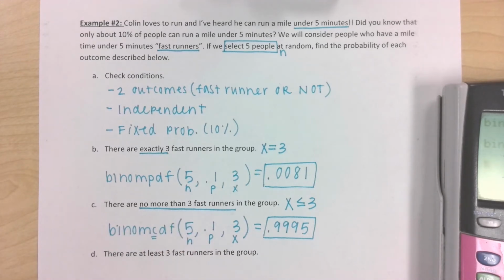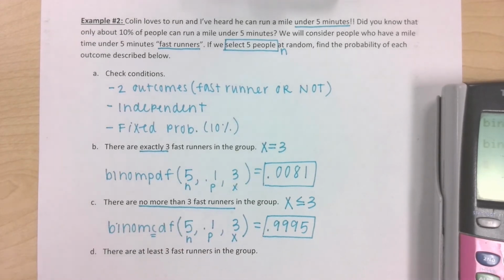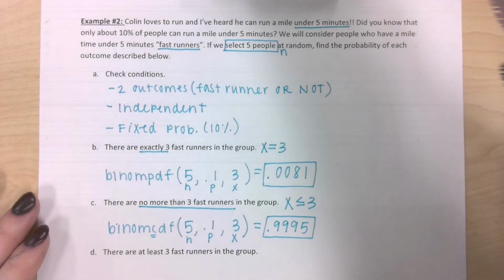So it could be 0 fast runners. It could be 1, it could be 2, it could be 3. There's way more scenarios here, so it makes sense that that probability would be larger.